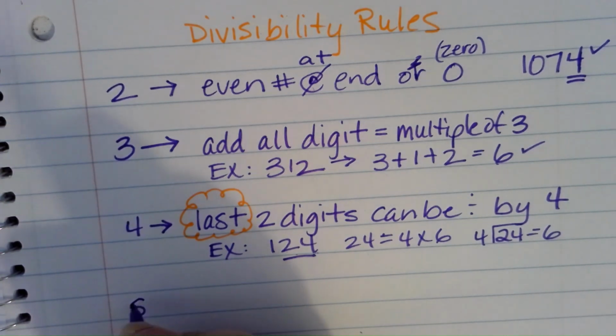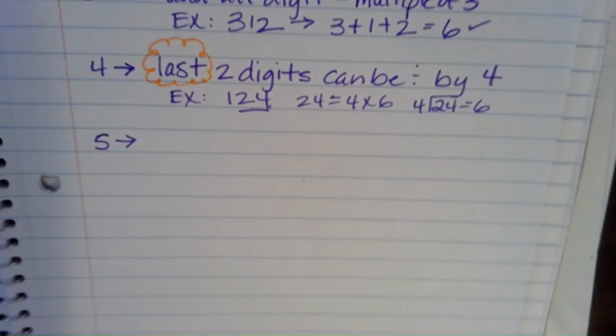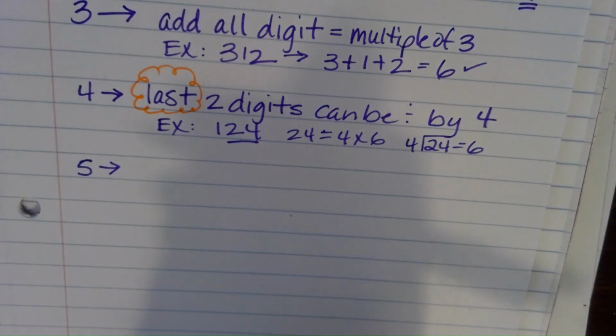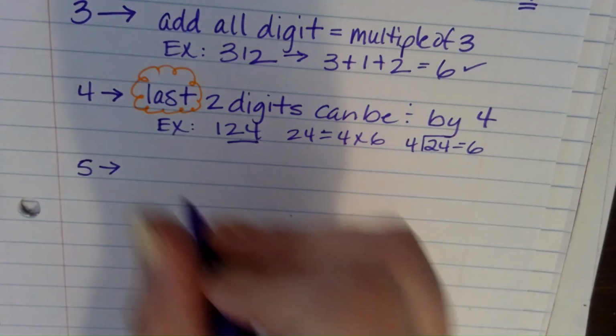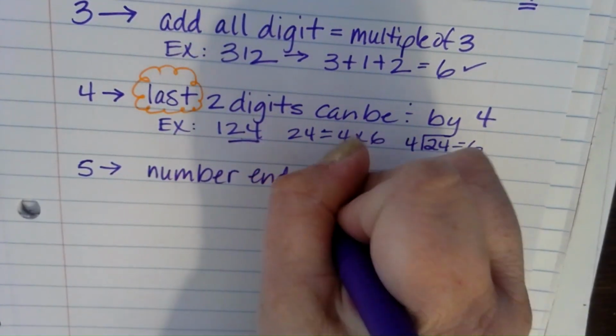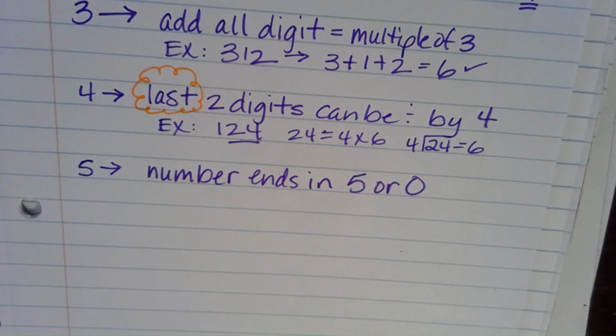So what about 5? How can I look at a number and just by looking at it know if it can be evenly divided by 5? It has to have a 5 at the end or a 0 at the end. The number ends in 5 or 0. That is correct. Any number, no matter how long, if it ends in a 0 or a 5, it can be evenly divided by 5.